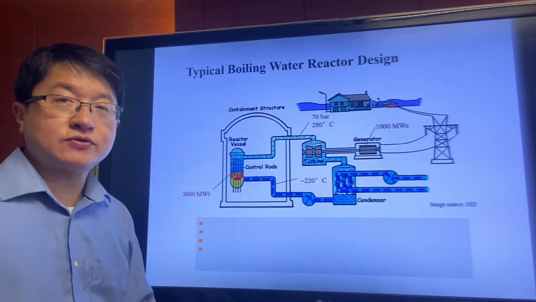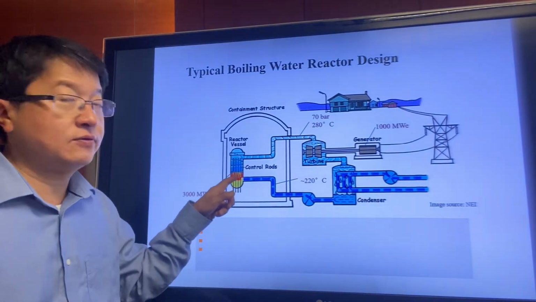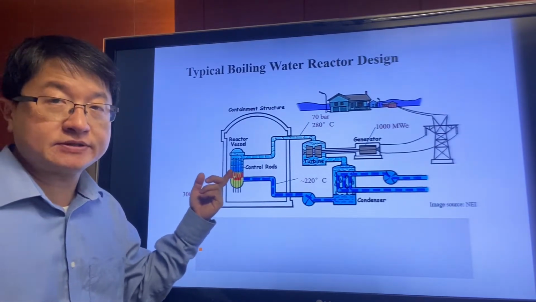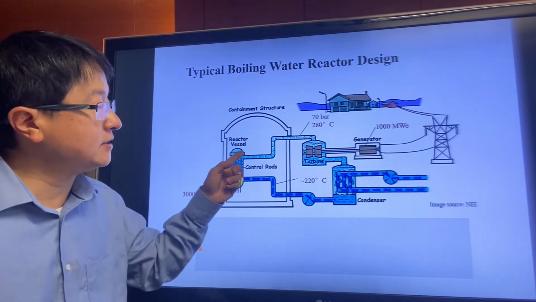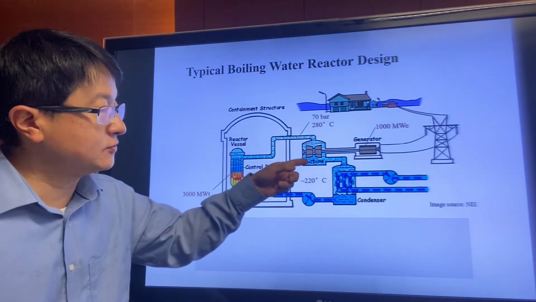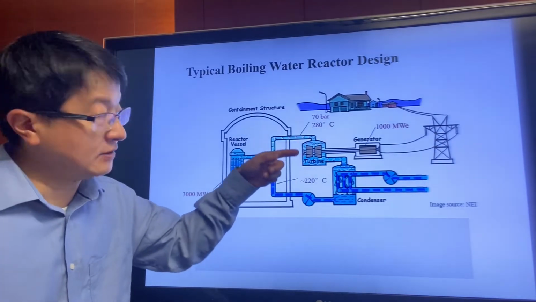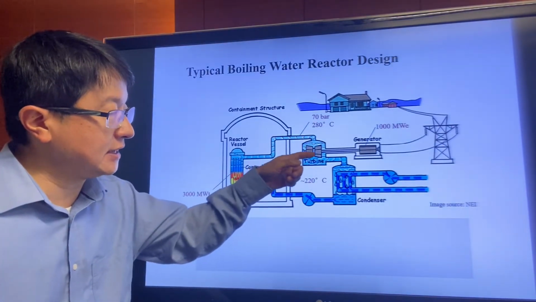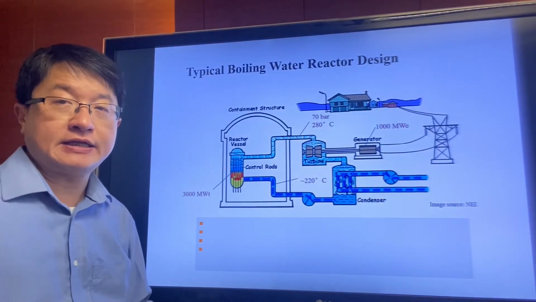This diagram shows the typical structure of a boiling water reactor. The reactor with the nuclear fuel will generate heat to heat up the water inside the reactor and turn it into steam. This hot steam at around 280 degrees Celsius will then pass to a turbine and move the turbine. This energy conversion from heat energy to kinetic energy and then to electrical energy generates electricity in the power plant.